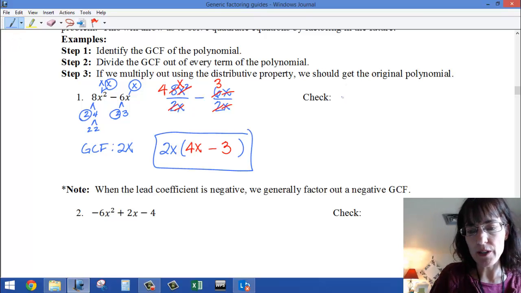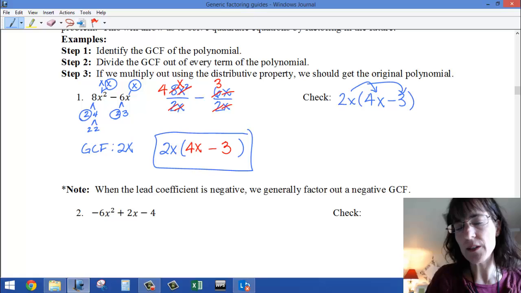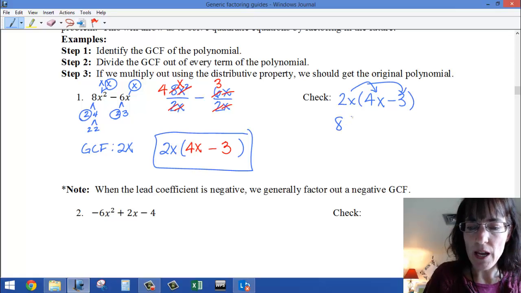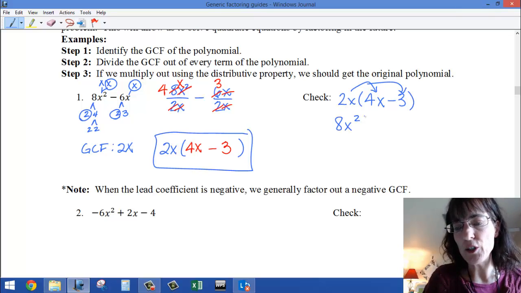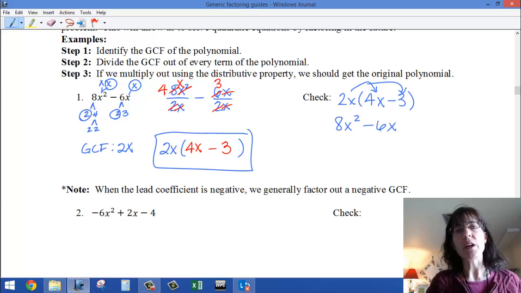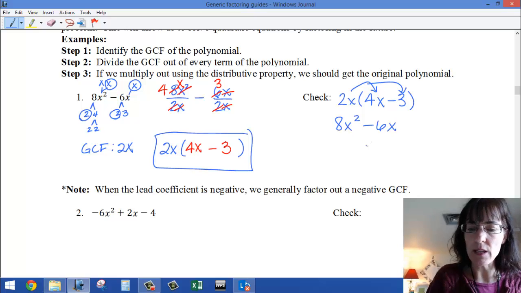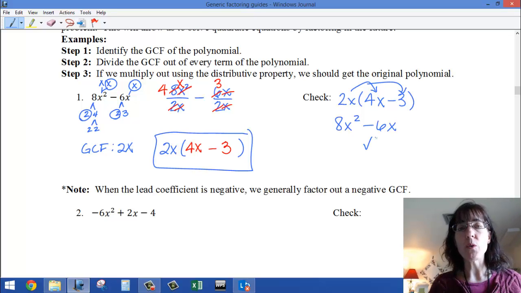And the check part is extremely important because it helps me see if I missed anything or if I messed up any signs. So I want to just distribute that 2x. So I say 2x times 4x. So I have 8, because the 2 times 4, and then x times x gives me x squared. And then 2x times negative 3. So I have negative 6. That's for the 2 times negative 3. And then x, there's not another x to multiply by, so 8x squared minus 6x. And that looks exactly like what we started with. So I know this factored form is equivalent to what I started with.